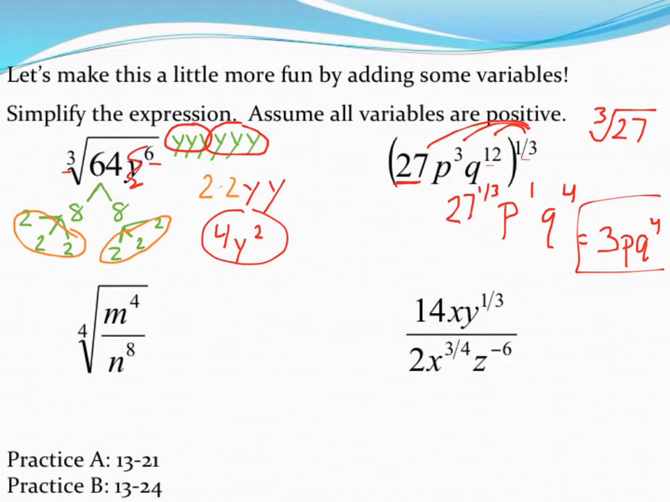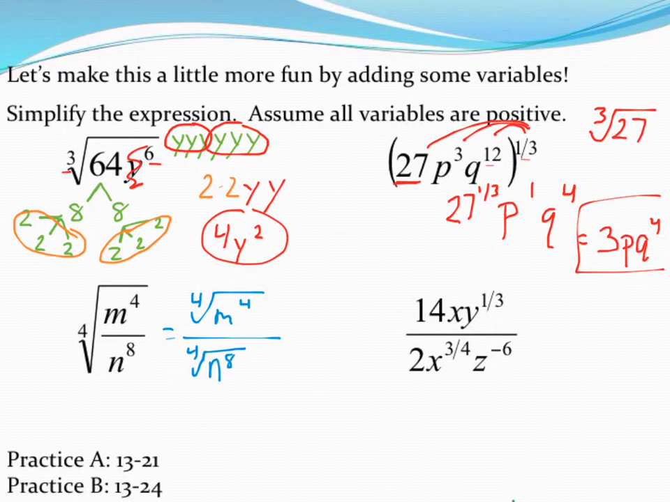Taking a look at a fraction inside of a radical, as we've done with square roots, let's split that into two separate problems. So the numerator I can rewrite as the 4th root of m to the 4th, and the denominator I'll rewrite as the 4th root of n to the 8th.